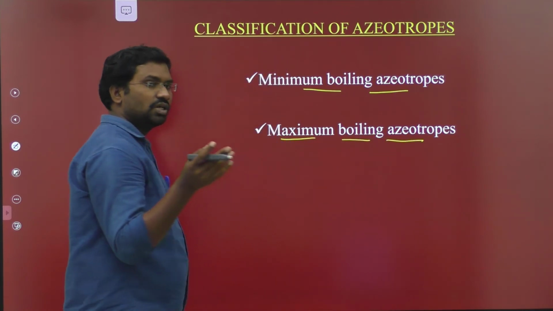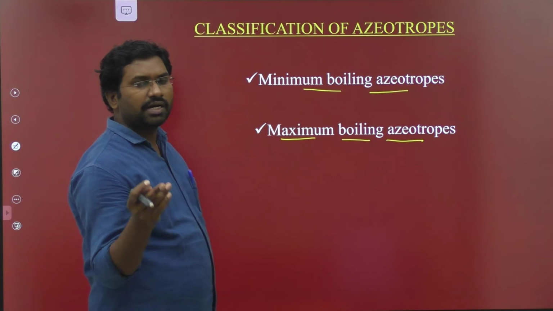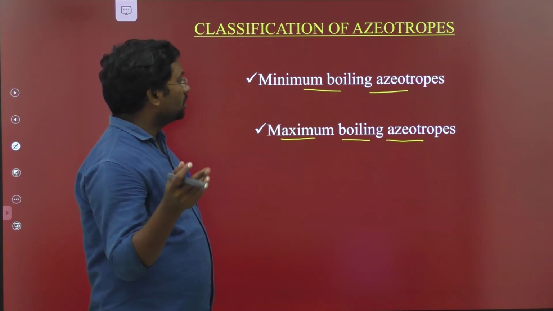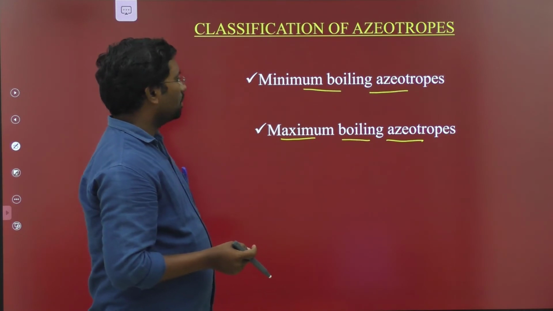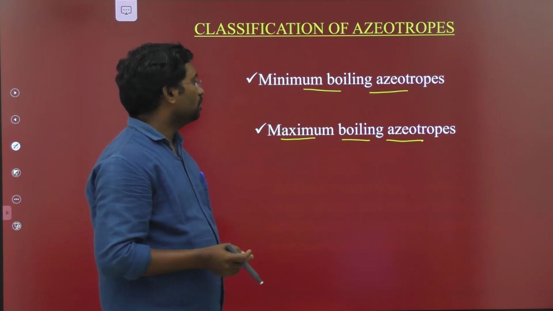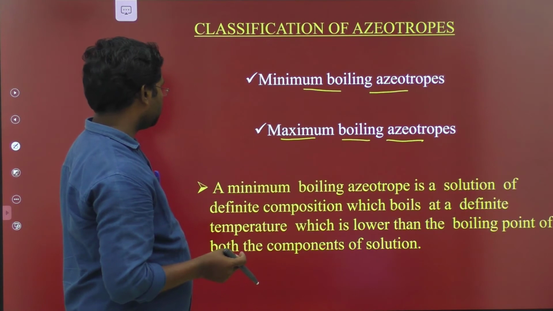After knowing the definition of the azeotrope and the condition for the azeotrope, next, azeotropes can be classified into two types: minimum boiling azeotropes and maximum boiling azeotropes. So look at the definitions for that one.